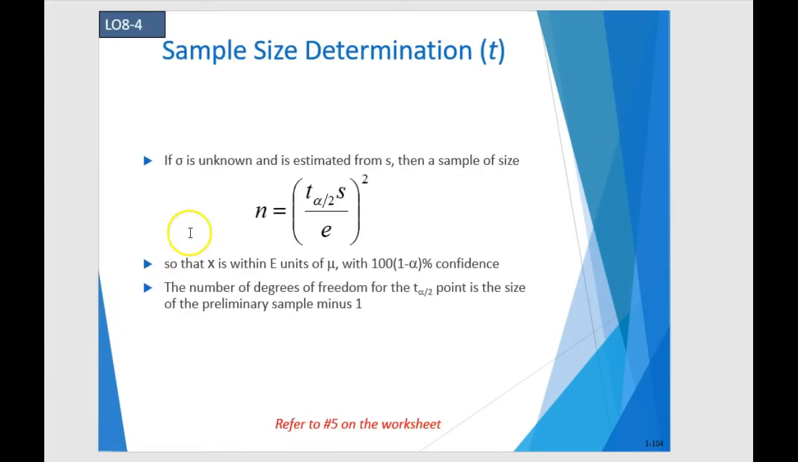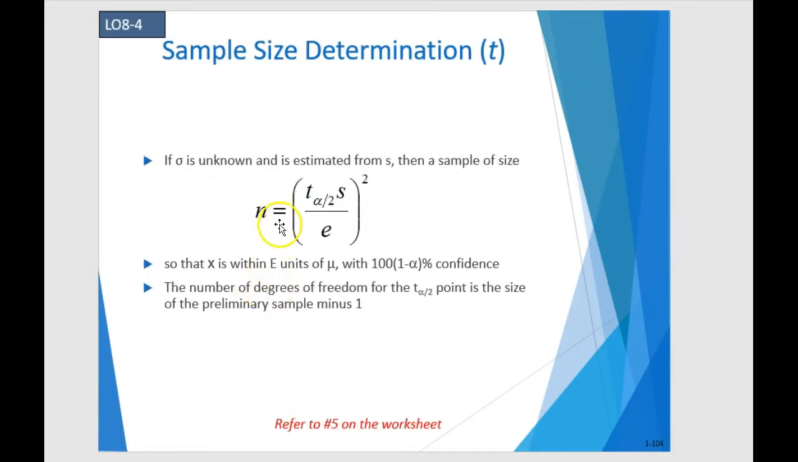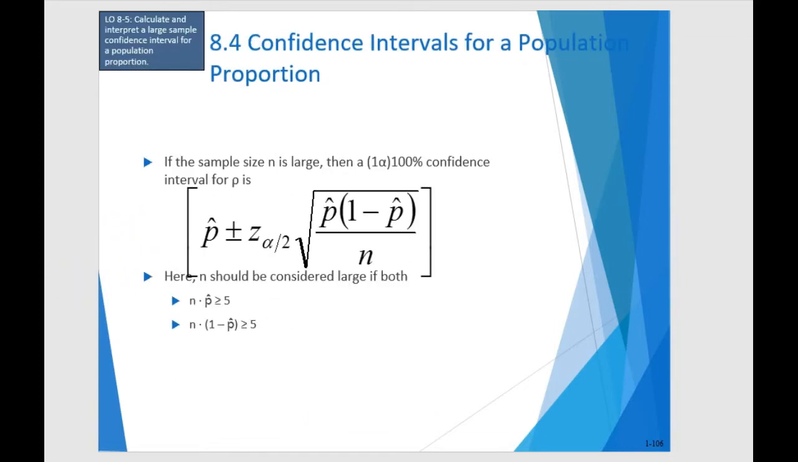And this is going to be our formula for a t-based sample size determination. So look at the similarities. n is equal to z alpha half times sigma over e, whole thing squared. And this is n is equal to t alpha half times s, not sigma, over e, whole thing squared. Right, so the only thing that changes is that the z turns into a t and the sigma turns into an s. Same e, same squared, coming up with the same type of calculation, okay?